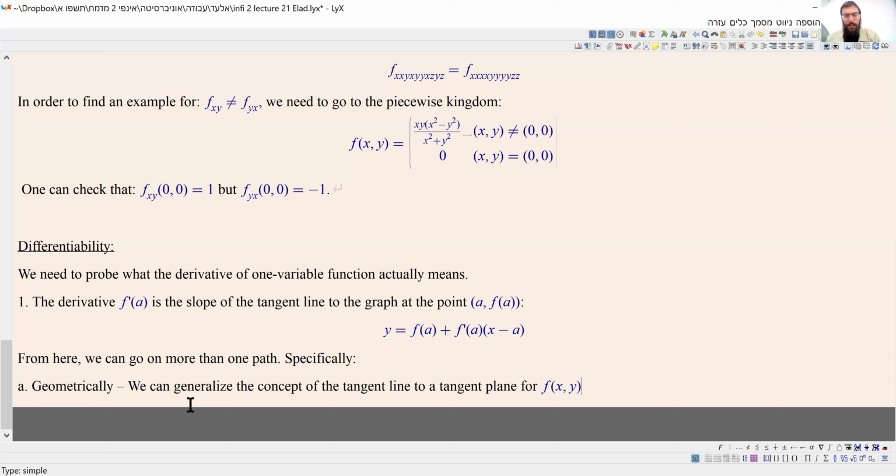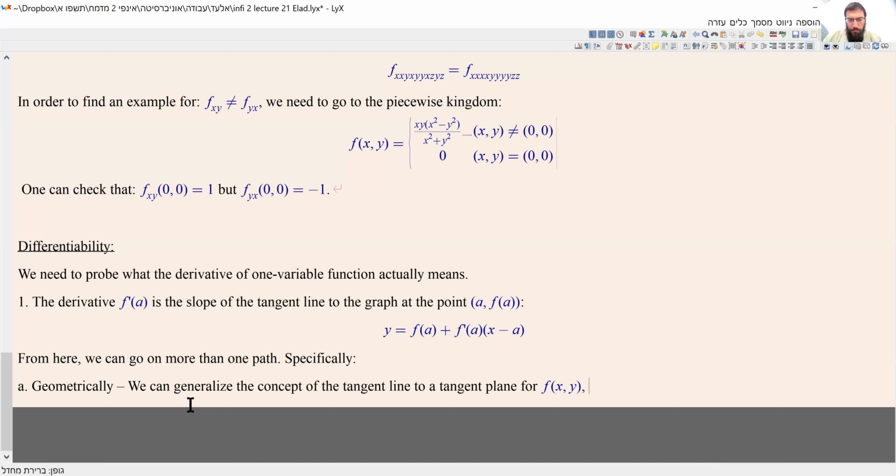And even more generally speaking, for f of n variables, it's what you call the thing, a hyperplane. We cannot imagine it, but we can talk about it geometrically, talking about angles and distances and whatever geometry we need to talk about. And a tangent hyperplane.